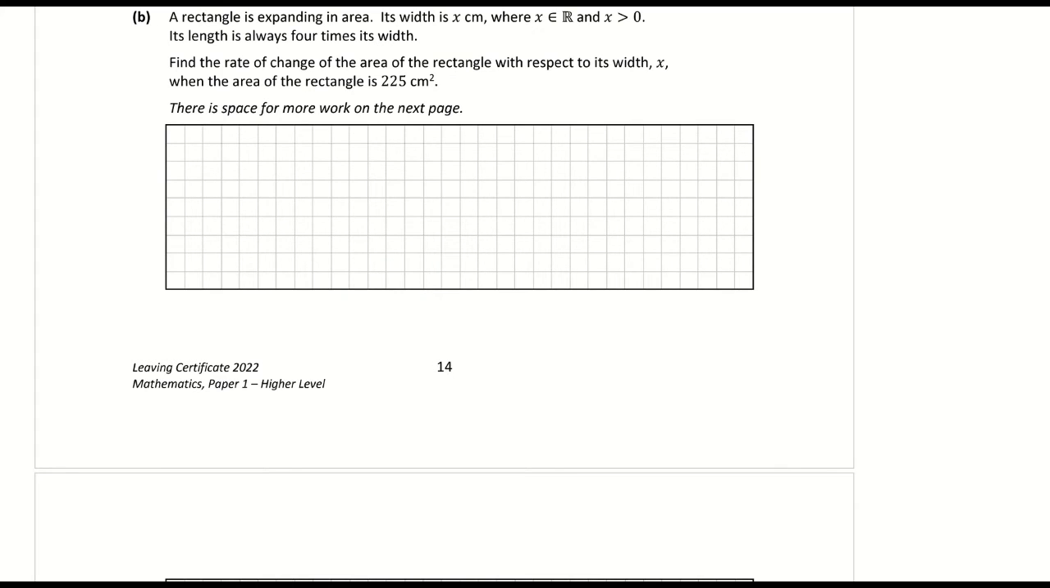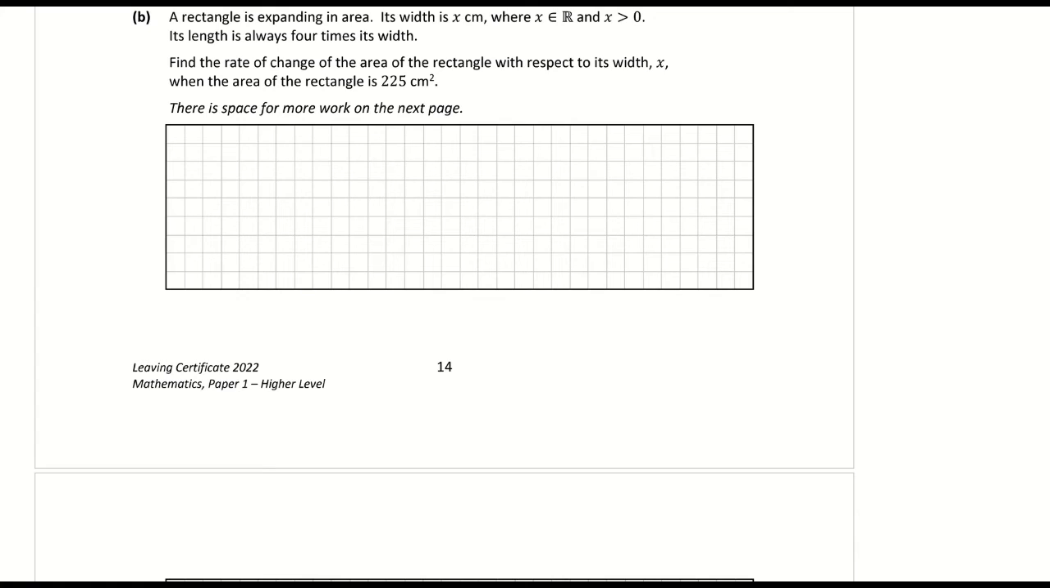Part B, a rectangle is expanding in area. Its width is x centimeters, its length is always 4 times its width. Find the rate of change of the area of the rectangle with respect to this width x when the area of the rectangle is 225 centimeters squared.